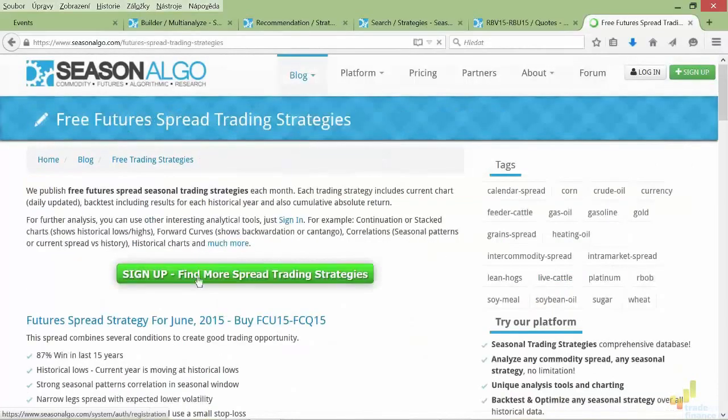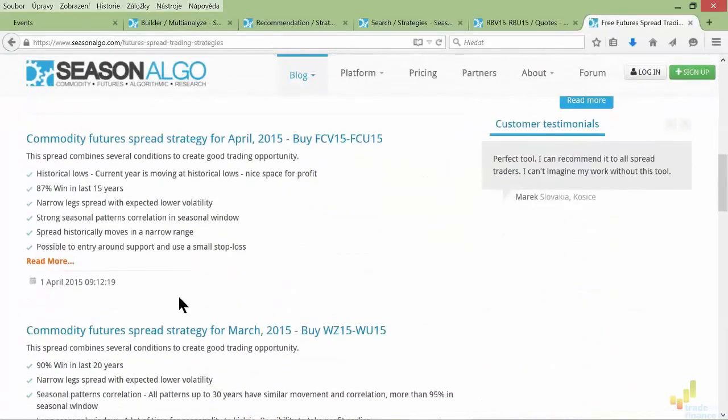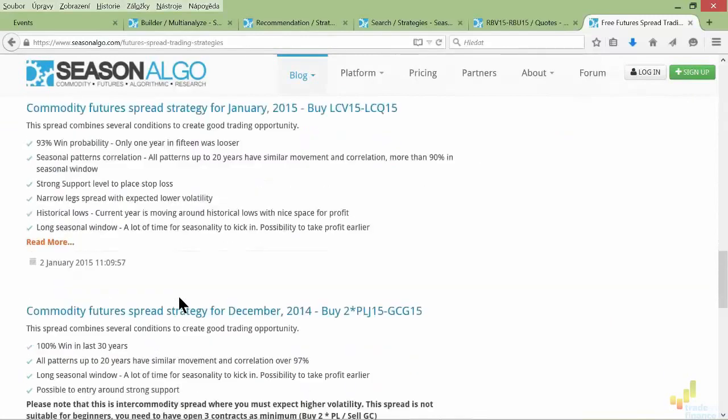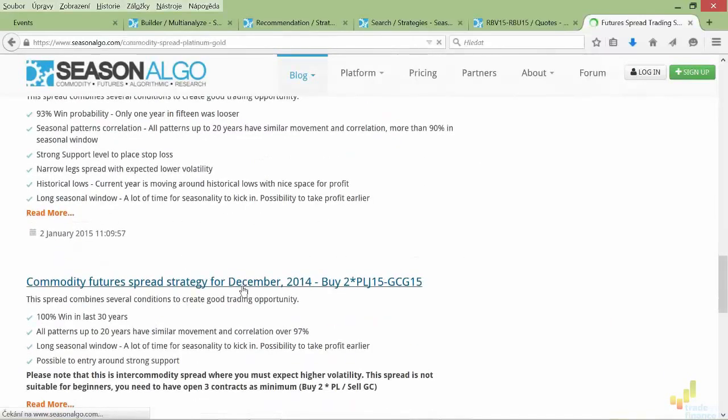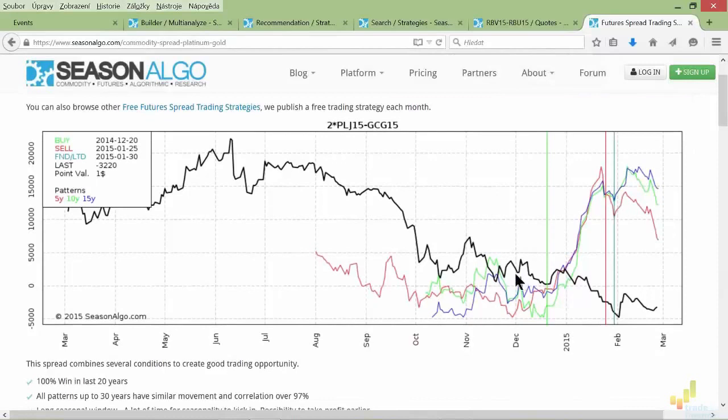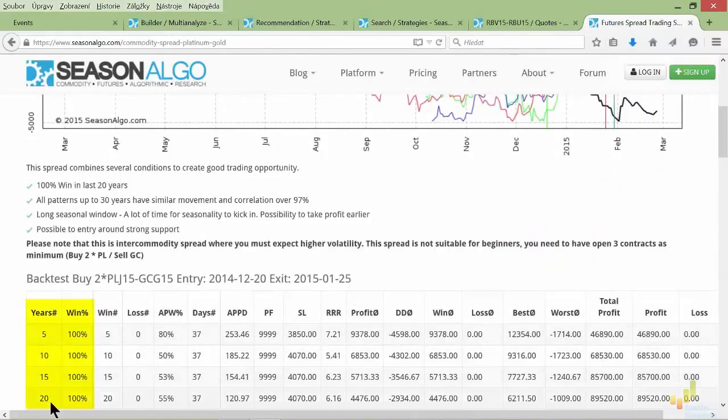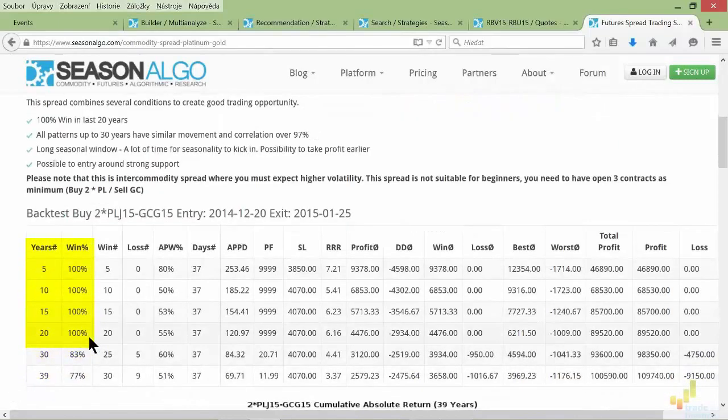Let's have a look at the three strategies. And this was the strategy for December. Let me show you because it's a very good example. So this is the platinum gold spread, and you can see how wonderfully it developed and what was the correlation of the historical patterns. Over the last 20 years, this spread was always profitable. Over the last 20 years, it never resulted in a loss.